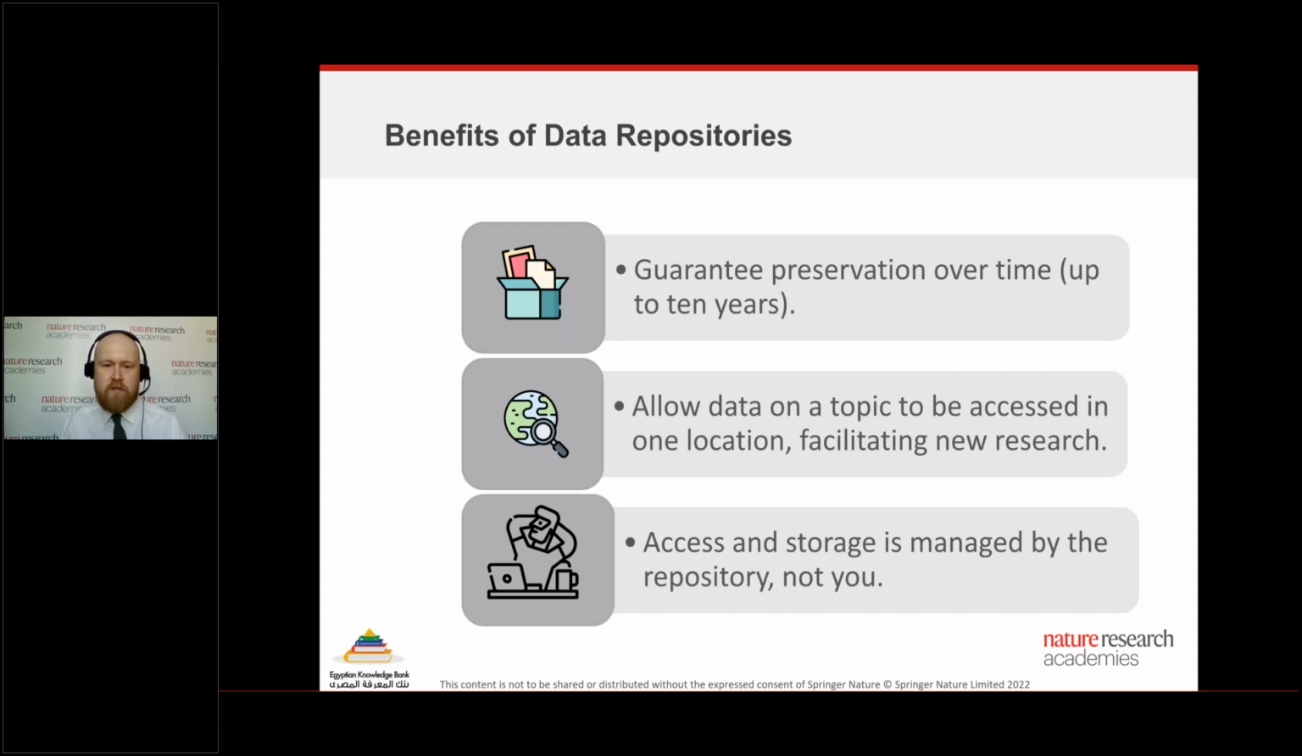I think some of the key benefits are that if you use a data repository, your data is guaranteed to be preserved over time, okay? It's secure, it's a safe way to store your data. Many repositories will have guarantees of preserving your data up to 10 years, okay? If we use a repository, our data is going to be findable. Other people can search for topics they're perhaps interested in and locate our data and therefore use our data. If we use a repository, access to and storage of the data is managed by the repository. Therefore, you don't have to do anything. It's really quite convenient once you've uploaded your data.